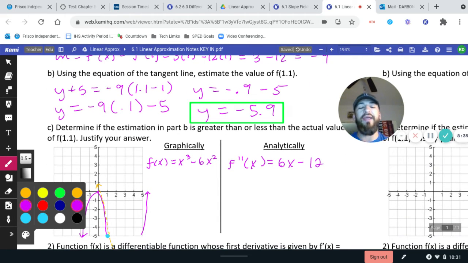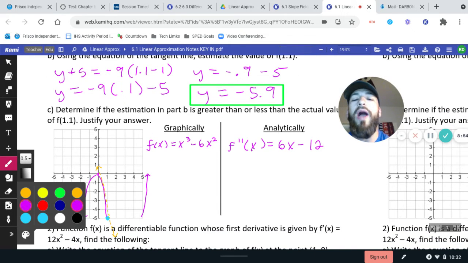So that is my second derivative. I want to evaluate it. I don't actually have to evaluate it at 1.1, because more than likely I'm not going to switch concavity between 1 and 1.1. So I can really just use the original point to make it a little easier to plug in. You can use 1.1 if you want to be absolutely sure, but 1 is fine. So I can plug in 1.